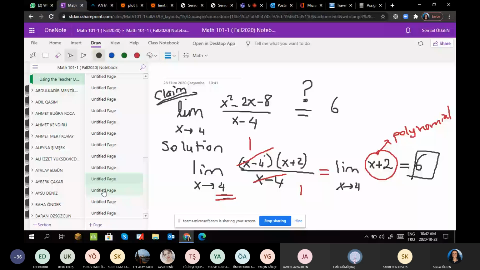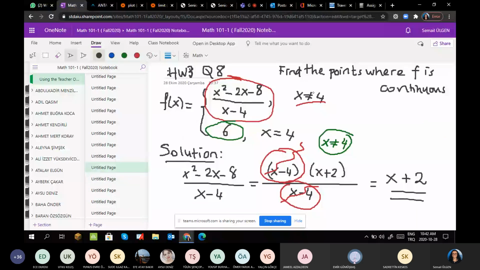This is going to tell us, if you go back to maybe here, so they were asking about this function being continuous or not. We just checked around 4. When we approach 4 from the right and the left, the function is behaving like 6. And they define it as 6 as well. So this is going to tell us that at 4 it is really continuous.